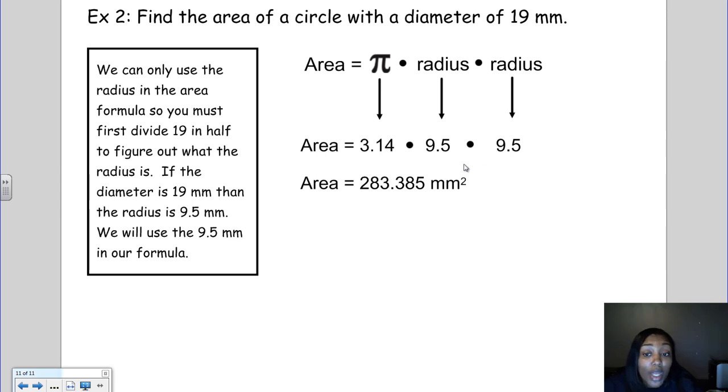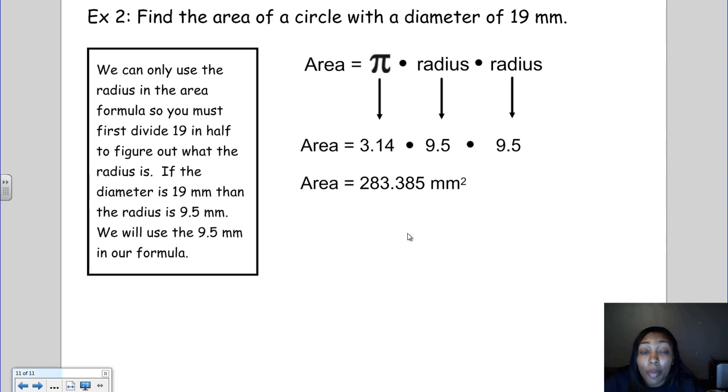So the radius will be 9.5. When I am plugging my numbers into my formula, I want to make sure that I don't plug the 19 in for the radius, because that's not the radius, that's the diameter. I want to plug in the 9.5 because that's the radius of the circle. So to find the area, I'm going to do 3.14 times 9.5 times 9.5, which gives me a total area of 283.385 millimeters squared.